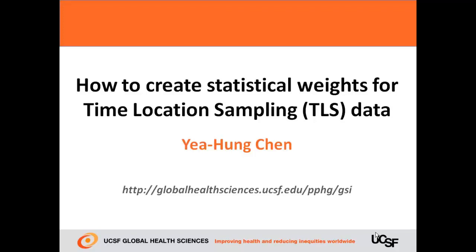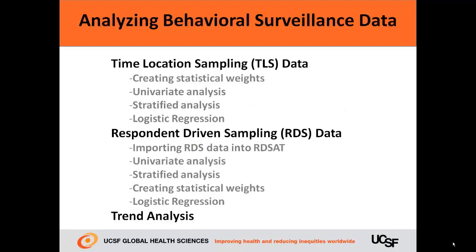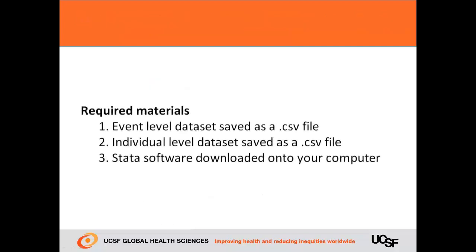In this video, I'll be showing you how to create statistical weights for time location sampling data, or TLS data. This video is part of a series on analyzing behavioral surveillance data from surveys that use time location sampling or respondent-driven sampling. To start, you'll need to have an event-level data set and an individual-level data set. You'll also need the statistical analysis software, Stata, installed on your computer.